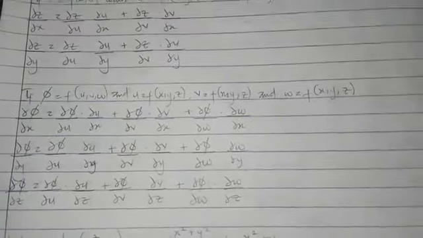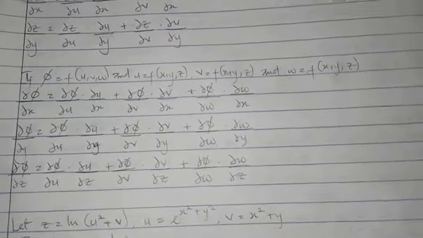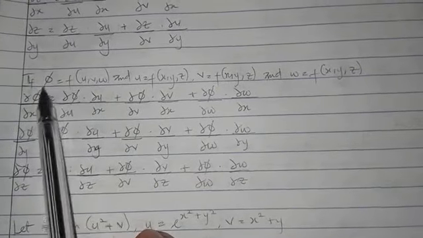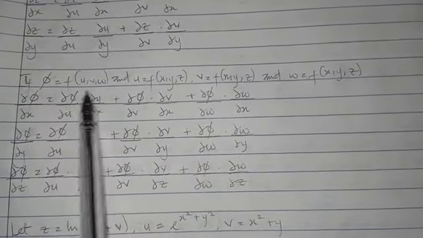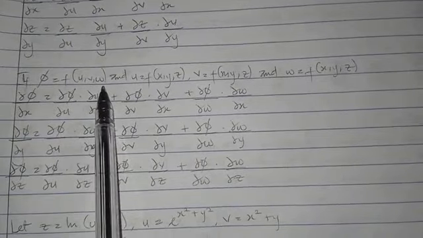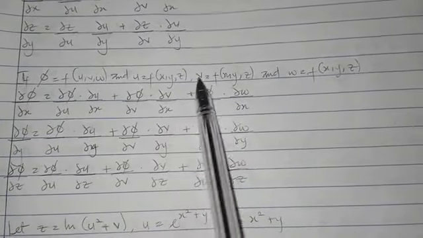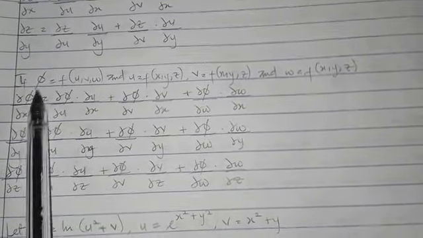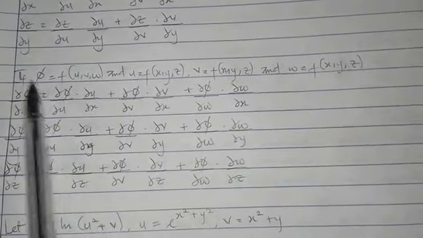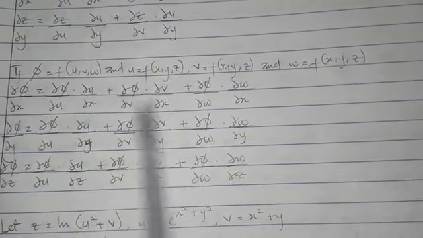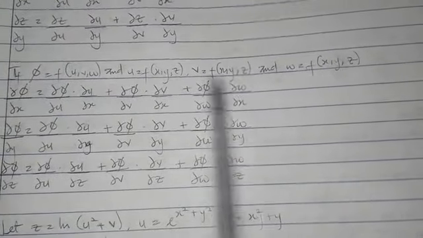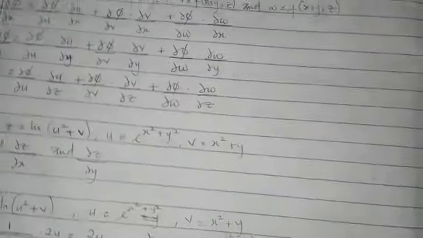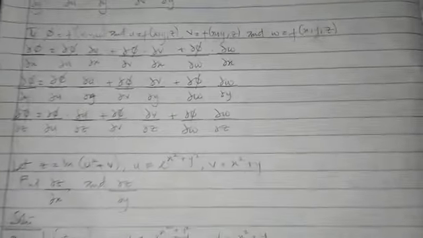This one now is for three functions. It's the same thing, but here phi is a function of u, v, and w. U is a function of x, y, z. V is a function of x, y, z. W is a function of x, y, z. So now we need to express phi in terms of x, in terms of y, and in terms of z. This is it for when you're given three different independent variables.